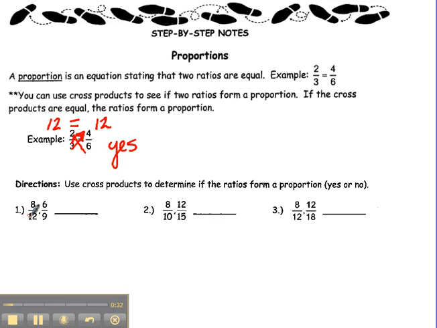Let's try another one. 12 times 6 equals 72. 9 times 8 equals 72. Again, we say yes. These ratios, 8 to 12 and 6 to 9, form a proportion.